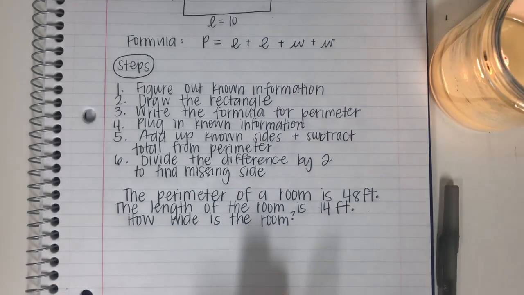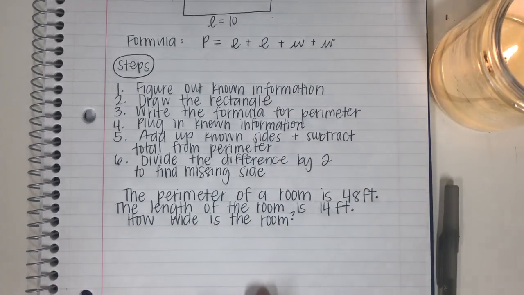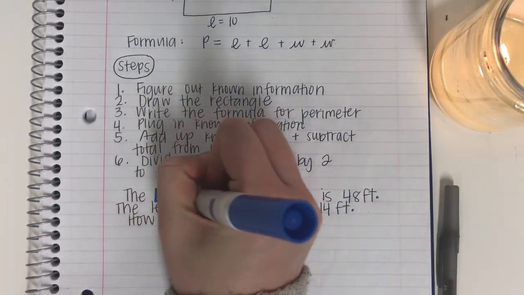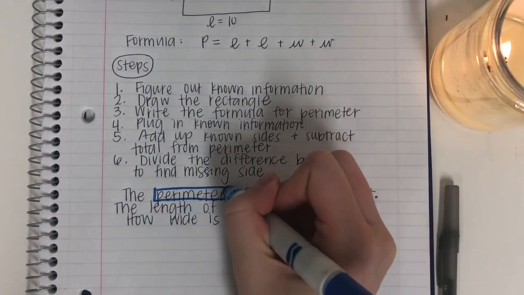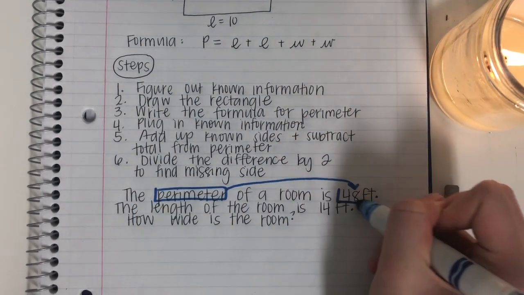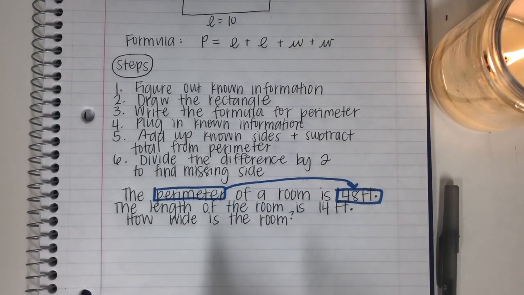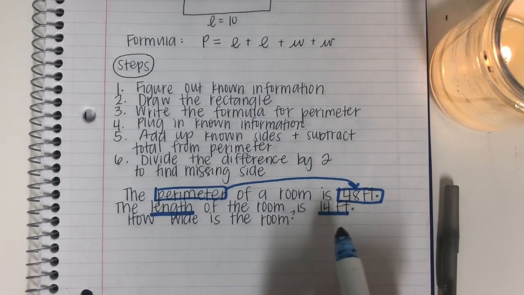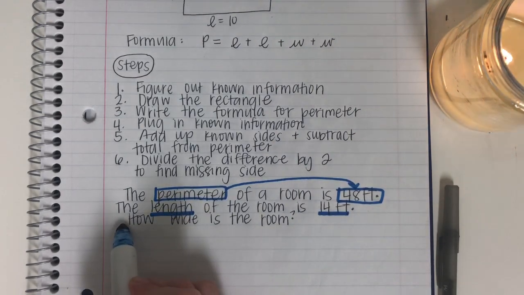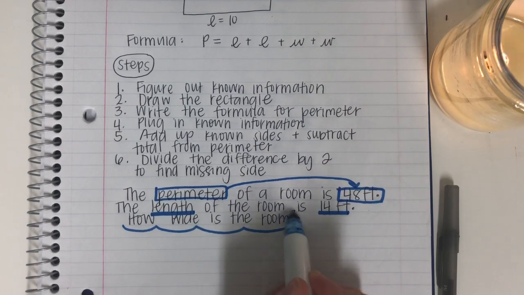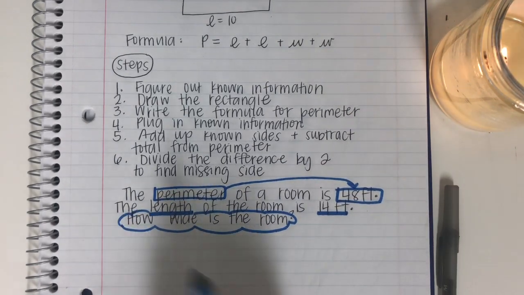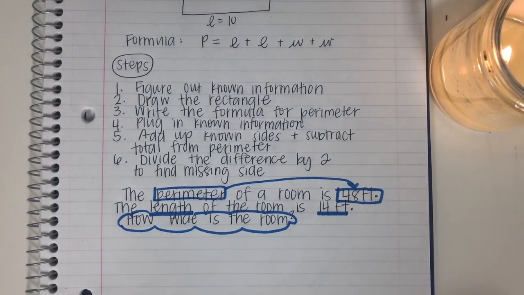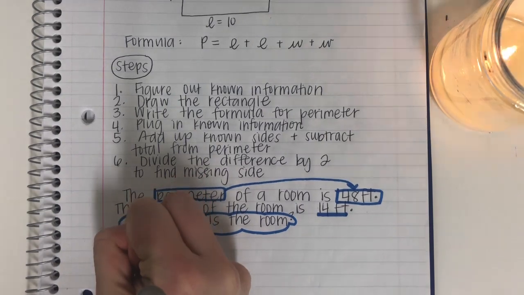Okay, I'm going to get out another color, because the first thing I have to do is locate the known information. So the perimeter of a room is 48 feet. So we have perimeter is what? 48 feet. Okay, and then we are given the length. So the length of the room is 14 feet. How wide is the room? So our missing info is our width. Okay, so now that we've read it and understood, let's draw what we know. So I'm going to draw the room.